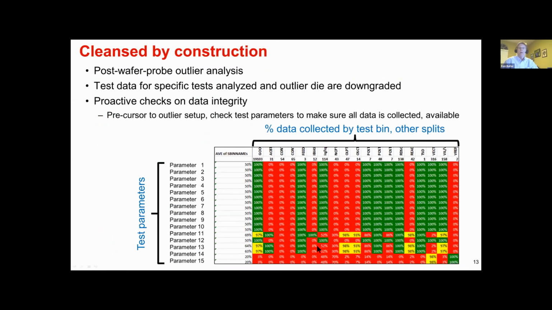So we're trying to move more in the direction of having data cleaned by construction. So what do I mean by that? So this is one example that I bring up and show to you, and think of the context of a post-probe outlier analysis. So I probe the wafer, I collect a bunch of test information, and at the end of wafer probe, I'm going to take that information and perform some post-probe analytics to look for outlier die and be able to declare certain die outliers.